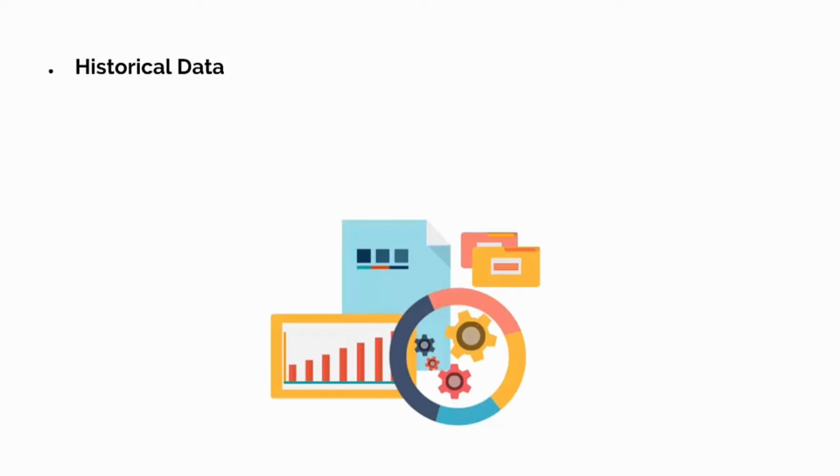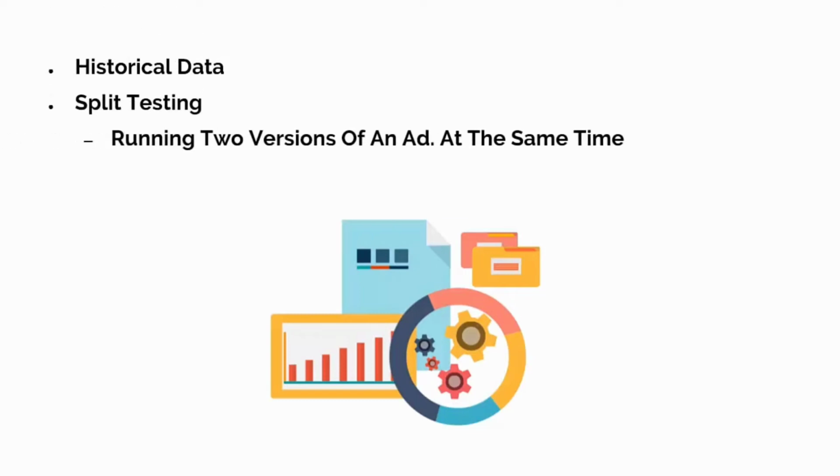Some sites will also allow you to run split tests. A split test basically means that you run two different versions of an advert at the same time. For example, you might have two versions of your heading text or the ad body text, and you can then see which one of these performs best.